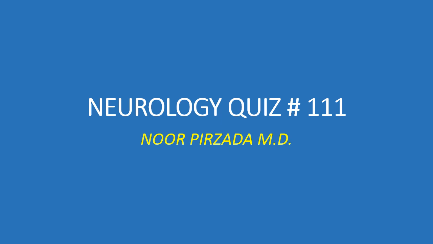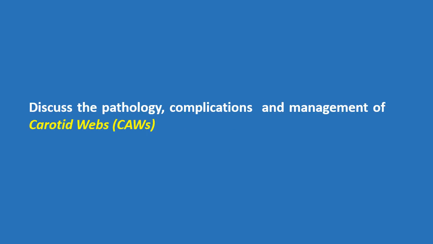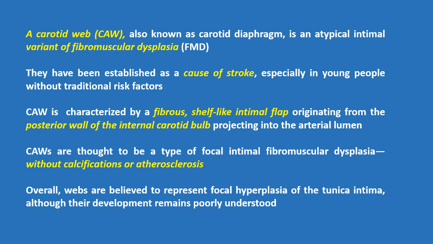Neurology quiz number 111. Discuss the pathology, complications, and management of carotid webs. A carotid web, or CAW, also known as a carotid diaphragm, is an atypical intimal variant of fibromuscular dysplasia.